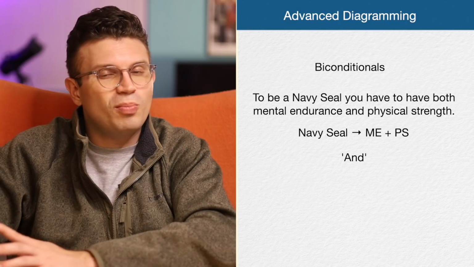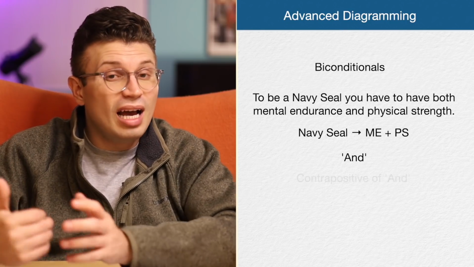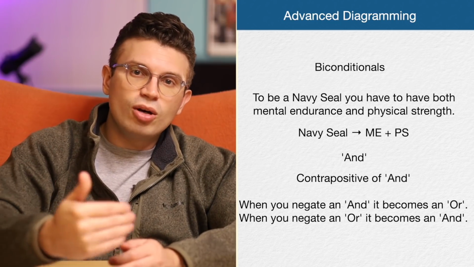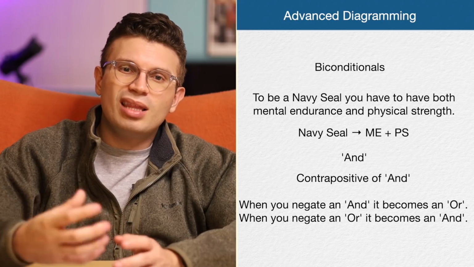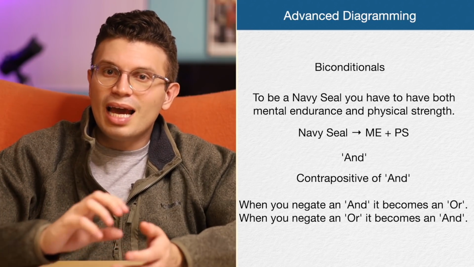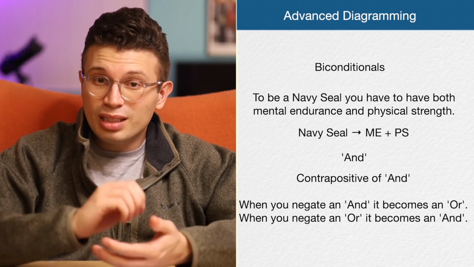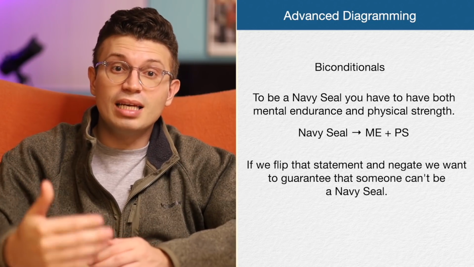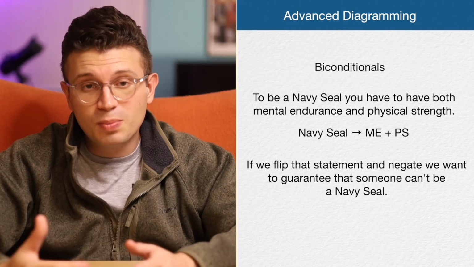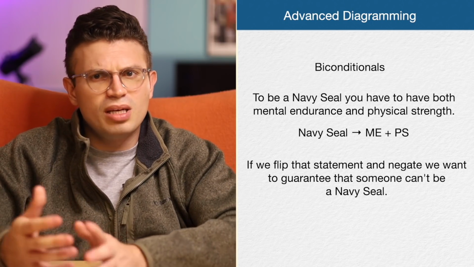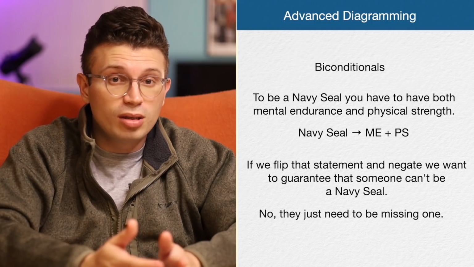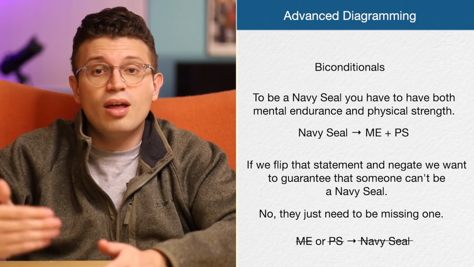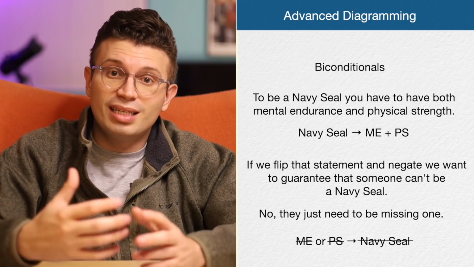All right, what do we do with the contrapositive of this? What do we do with the contrapositive with an "and"? Again, it's super simple. When you negate an "and," it becomes an "or." When you negate an "or," it becomes an "and." Let's think about that logically for a second. Our statement has set up the rule that every single Navy SEAL has mental endurance and physical strength. If we flip that statement and negate, we want to guarantee that someone can't be a Navy SEAL. Do they need to be missing both things? No, they just need to be missing one. All right, so if you are missing mental endurance or missing physical strength, then you cannot be a Navy SEAL. That is our correct negation, okay?